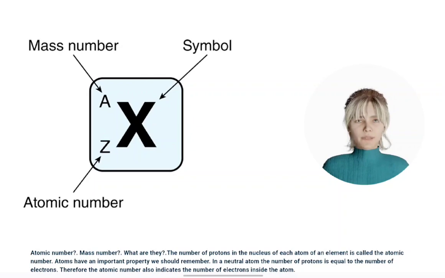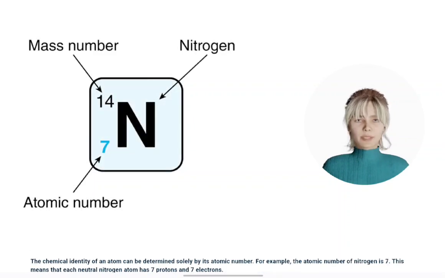The chemical identity of an atom can be determined solely by its atomic number. For example, the atomic number of nitrogen is 7. This means that each neutral nitrogen atom has 7 protons and 7 electrons. The mass number is the total number of neutrons and protons inside the nucleus of an atom of the element. For example, the mass number of nitrogen is 14. This means that each neutral nitrogen atom has 7 protons and 7 neutrons.